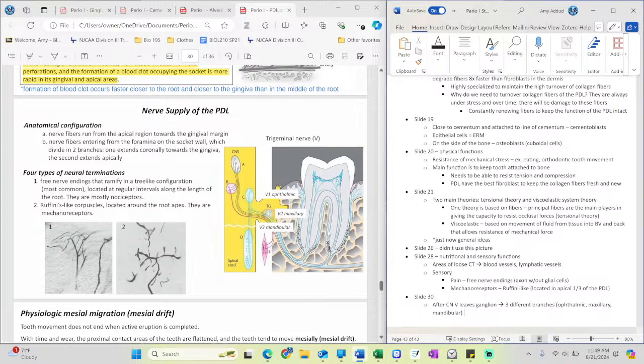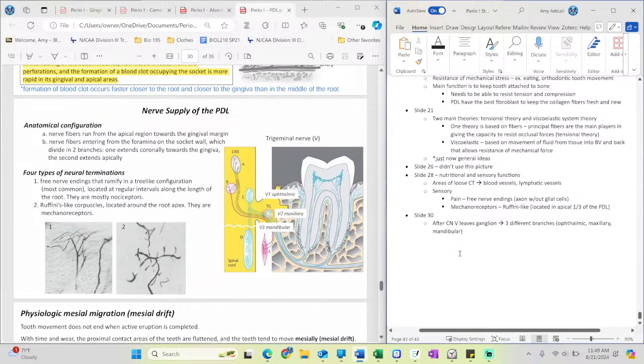And these are mechanoreceptors. This is what gives the PDL the capacity to respond to mechanical stress, when we talk about chewing gum all the time or not masticating all the time. Okay, so the critical thing here is to remember the trigeminal nerve, that we have a branch that goes to the maxilla and a branch that goes to the mandible, and then it follows the blood vessels.